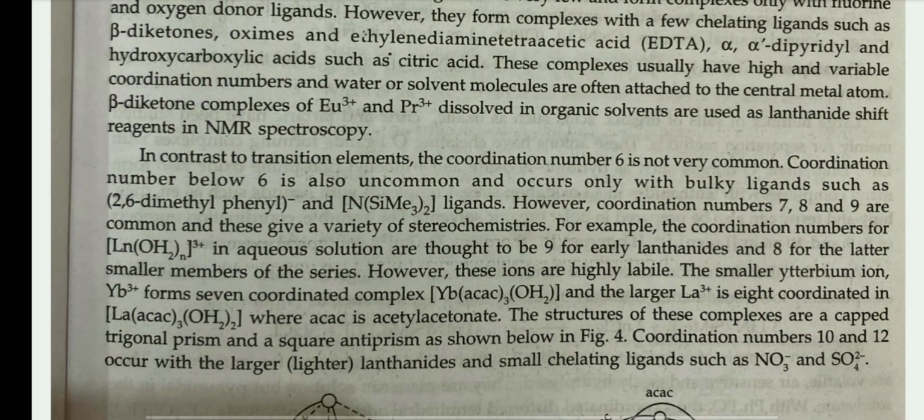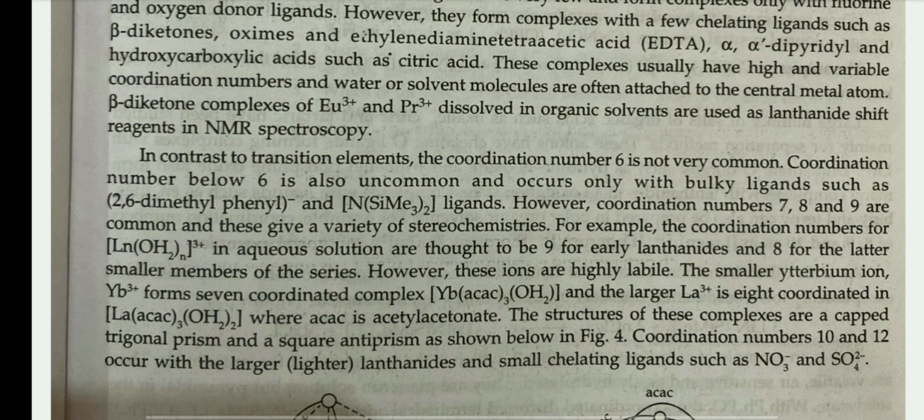Coordination numbers below 6 are also uncommon and occur only with bulky ligands such as 2,6-dimethylphenyl and N(SiMe3)2 ligands. However, coordination numbers 7, 8, 9 are common, and these give a variety of stereochemistries, and are thought to be 9 for the early lanthanoids and 8 for the later smaller members of the series. However, these ions are highly labile.